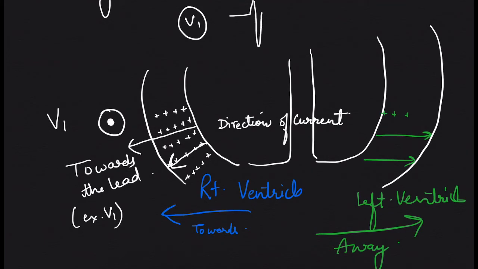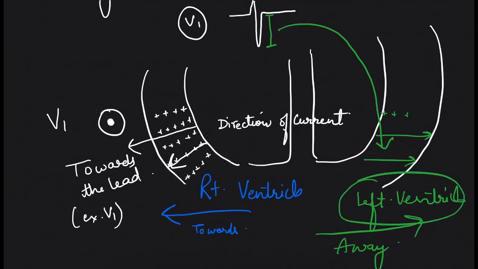The positive wave here represents the depolarization of the right ventricle, and the negative wave represents the depolarization of the left ventricle. Now if you see, the negative wave is quite long. The amplitude of the negative wave is more as compared to the positive wave. It is because of the thickness. The thickness of the left ventricle is way more, at least thrice, as compared to the right ventricle. So the amplitude of the negative wave in V1 is more. So we get a smaller R wave and a big S wave in V1.